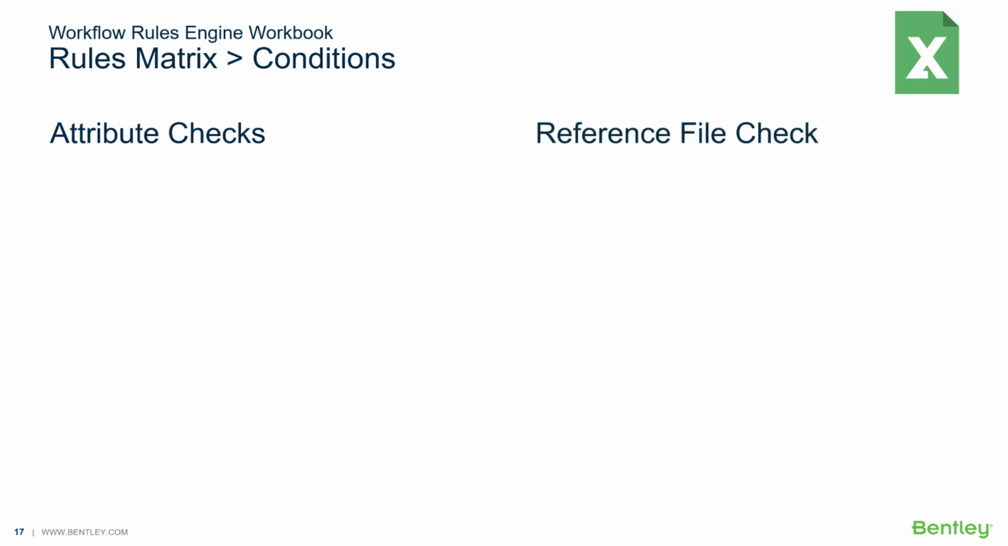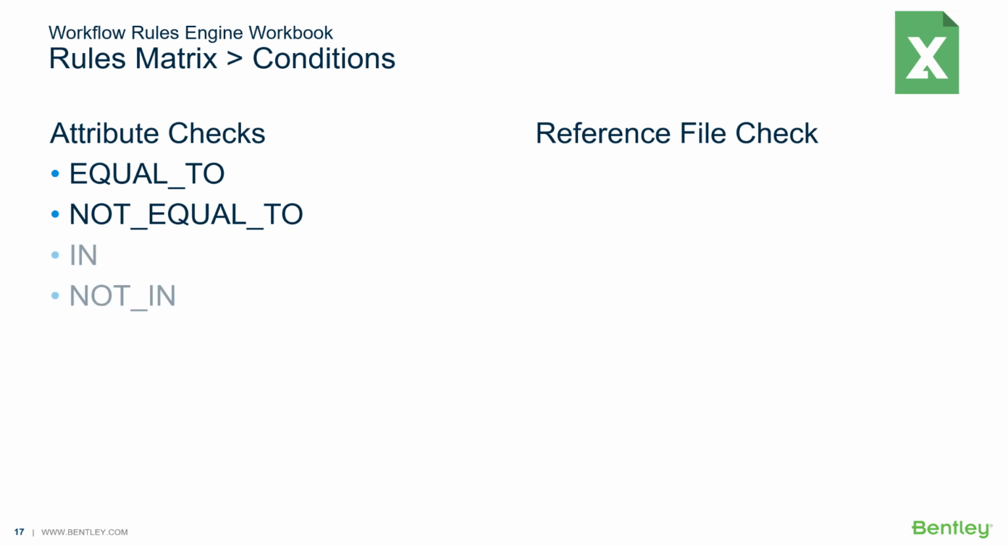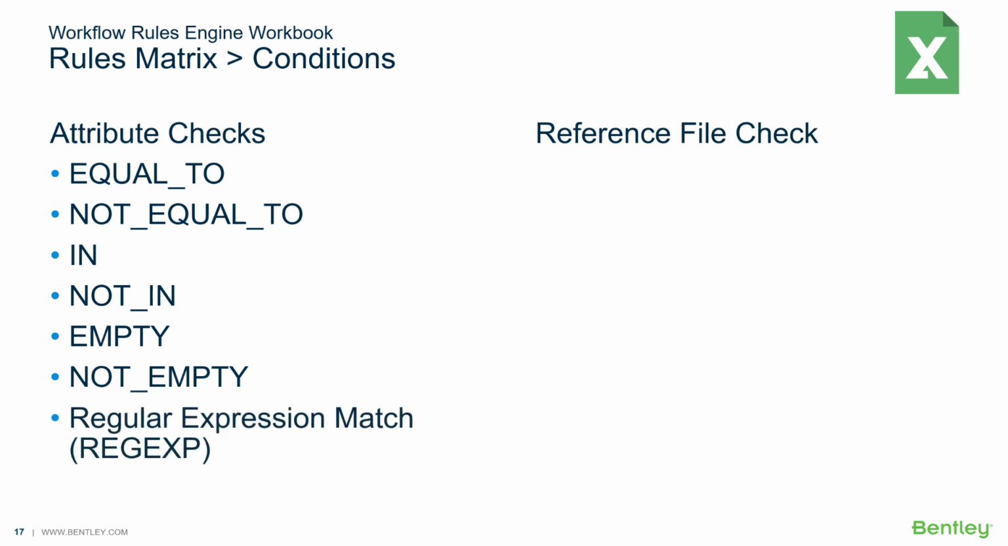The condition types are broken into 2 categories: attribute checks for the current document and a reference file check. Attribute checks are used to determine if the attribute value is equal or not equal to a fixed value, inquire if the attribute is in a valid list of fixed values or not in an invalid list of fixed values, ascertain if the attribute is empty or not empty, or validate the attribute value in a way that needs a custom regular expression match.